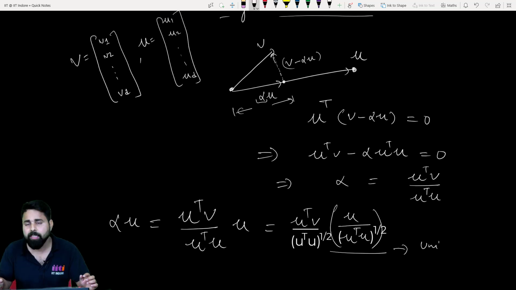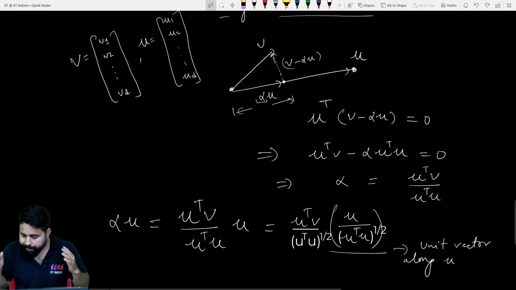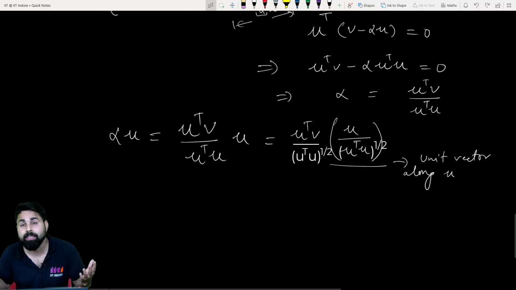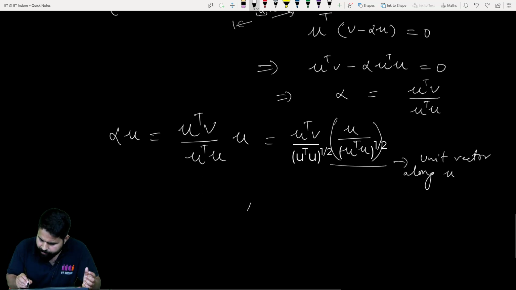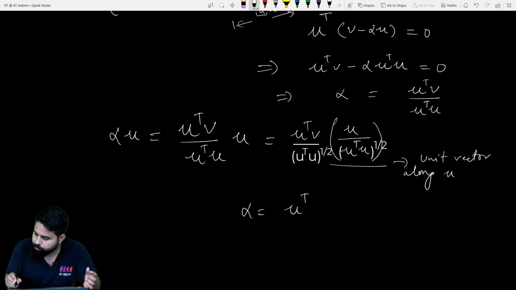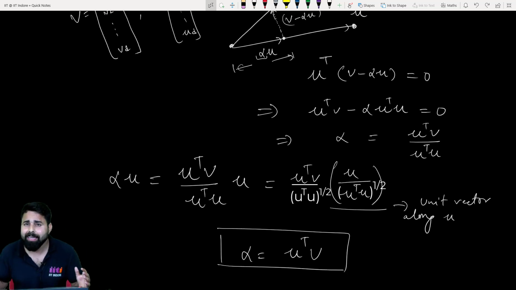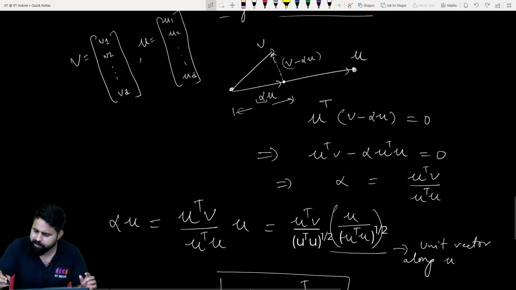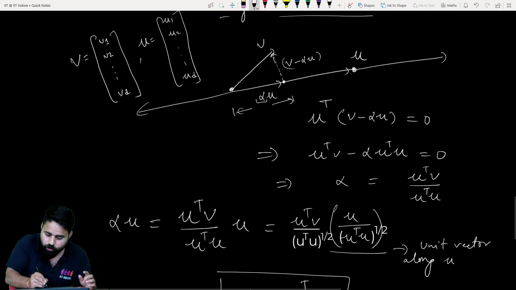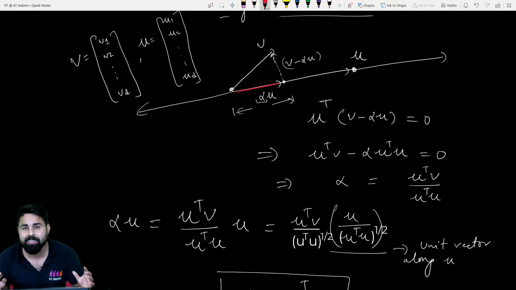This is a unit vector. You are dividing a vector by its magnitude. So, the unit vector along u. In fact, if I had taken u to be the unit vector, then alpha was nothing but simply u transpose v. Very good. If you see it carefully, it doesn't matter how long u is or how short u is, your projection will always be this one. So alpha is the crucial quantity here. Please keep this in mind. We will be using this a lot in this lecture.